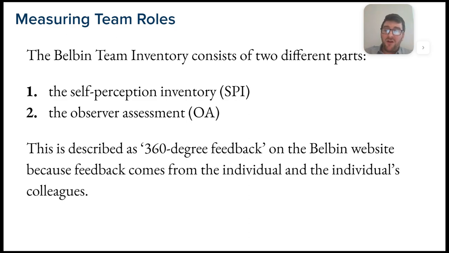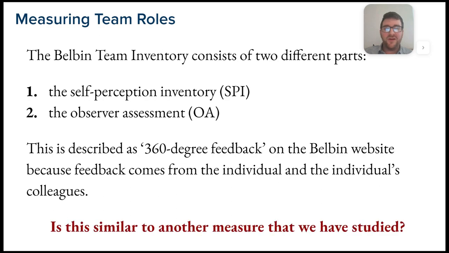Belbin calls this 360-degree feedback. This is because feedback comes from the individual who is being measured and also that individual's colleagues. So we're getting a picture of this person from different angles. So Belbin calls that 360-degree feedback, which is a nice little detail to include on an exam answer if you are describing the Belbin team inventory.